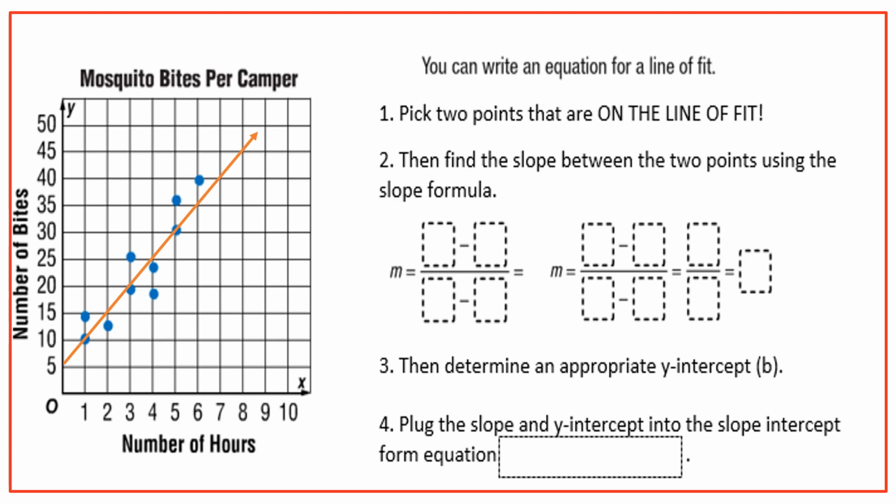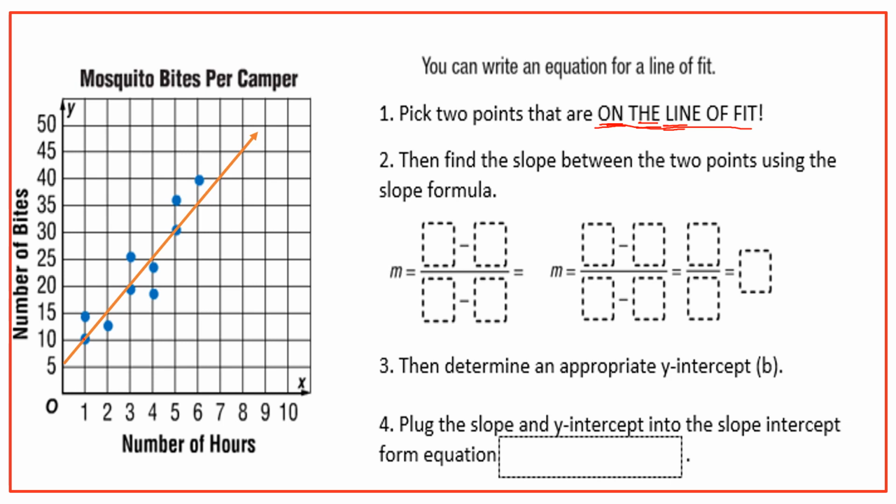So the first thing we're going to do to write this equation is pick 2 points on the line. It's very important that they are on the line, not data points. We don't want to use any of these points not on the line. Those points are not going to help us. Those points are data points, but they are not points for our line of best fit.